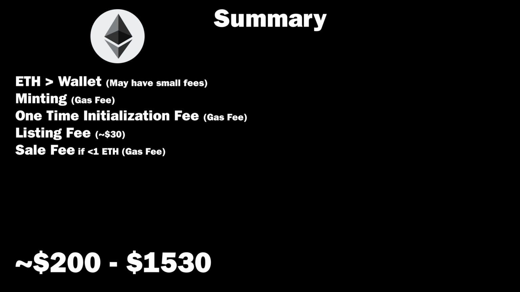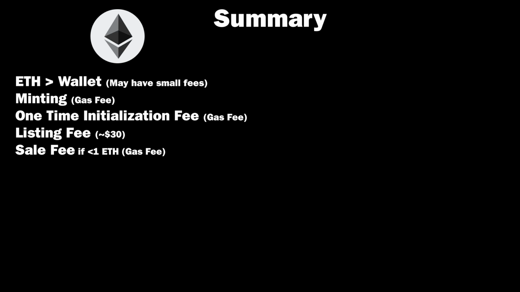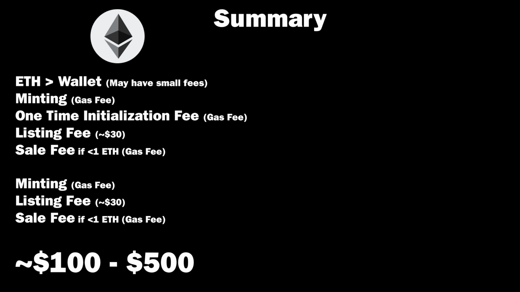Now, moving forward, if you sell another space, you don't have to worry about some of these fees. So if you were going to make another space, it would be minting with Ethereum, gas fee $100 to $500, listing fee of about $30, and the sale fee if your space is sold for less than 1 Ethereum. So that's the Ethereum mainnet.